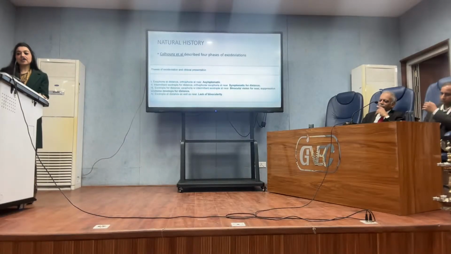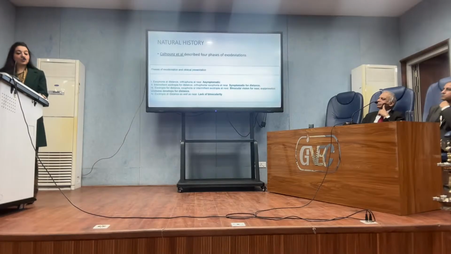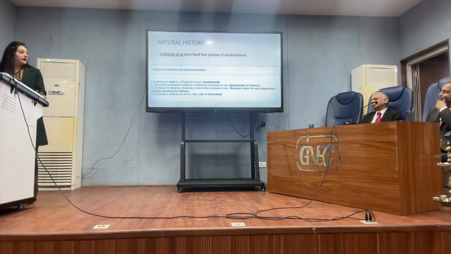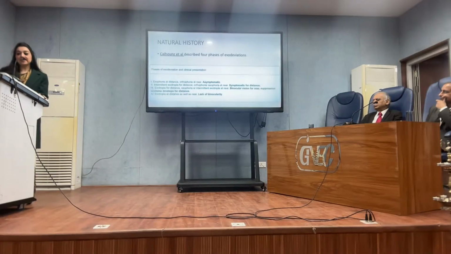Then the natural history: there are 4 phases of exodeviations. It starts with exophoria at distance, where the patient is nearly asymptomatic. Then there is intermittent exotropia for distance and an ortho or exophoria for near. Here the patient has symptoms only for distance. Then a manifest exotropia for distance, and a phoria or intermittent exotropia for near, where binocular vision is still maintained for near, but a suppression scotoma starts to develop for distance. And the last stage is exotropia present for near as well as distance, where the patient now lacks binocularity.